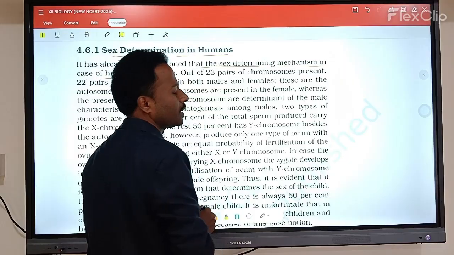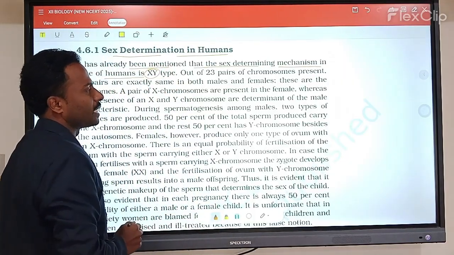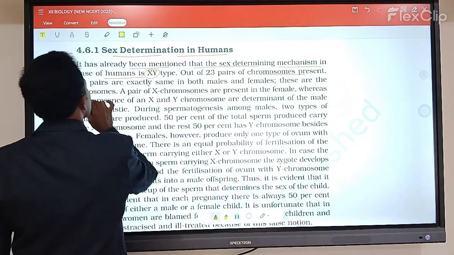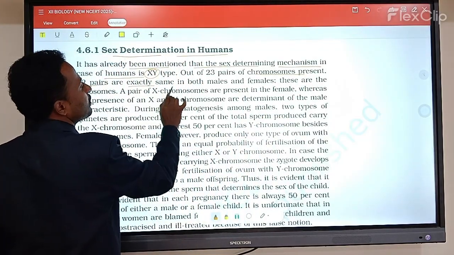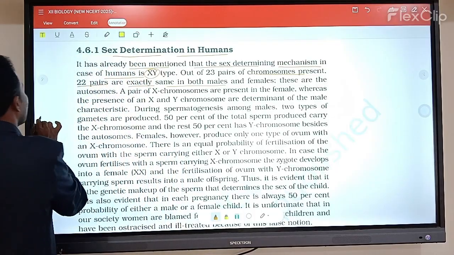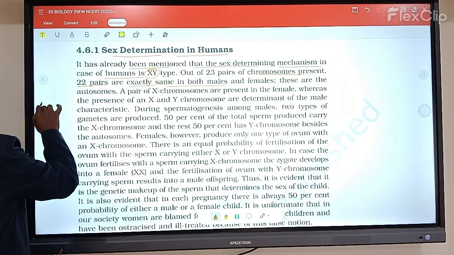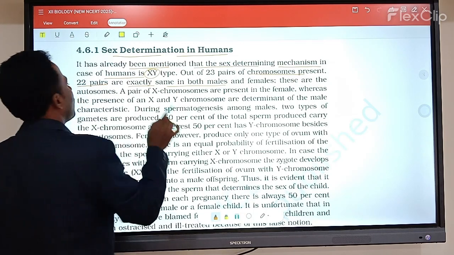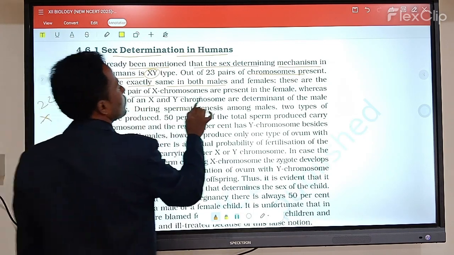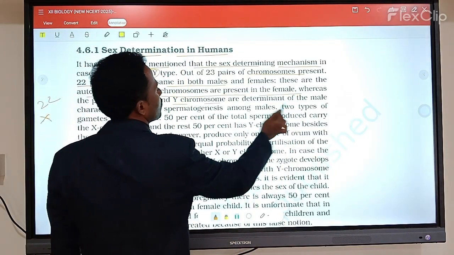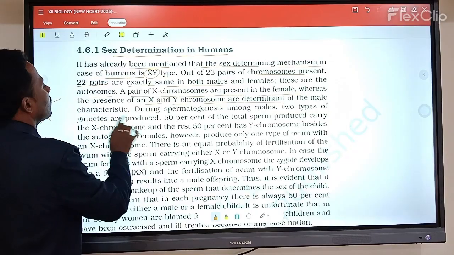XY type of chromosomes are present in human beings. There are 23 pairs of chromosomes, and 22 pairs are exactly the same in both male and female. These are autosomes. A pair of X chromosomes is present in the female, whereas X and Y chromosomes determine the male and female characters.